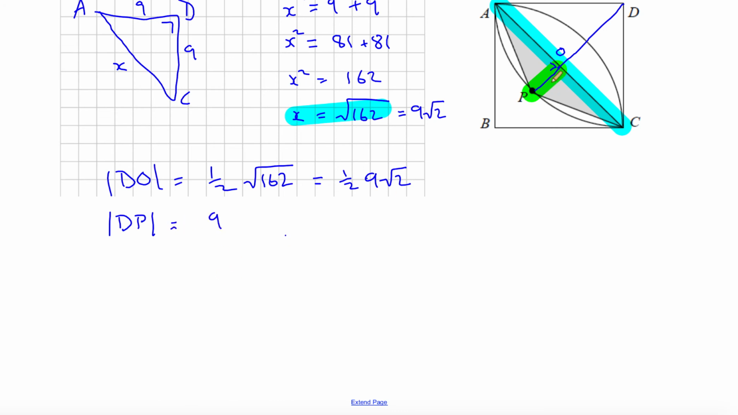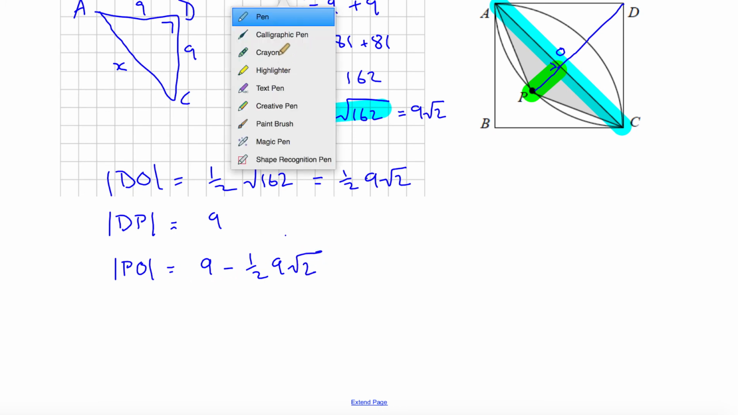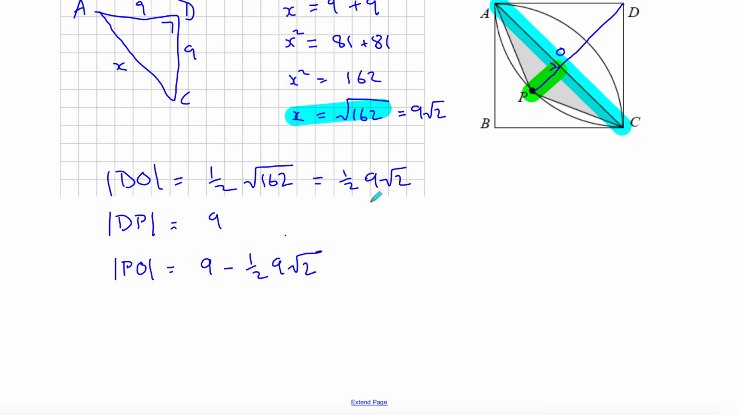So the green length then, PO or OP, will be PD minus DO, or DP minus DO. So it'll be 9 minus half of 9 root 2. So that's going to give me PO, which is the green distance that I'm looking for. So that's my green distance. So I have my blue distance and my green distance.